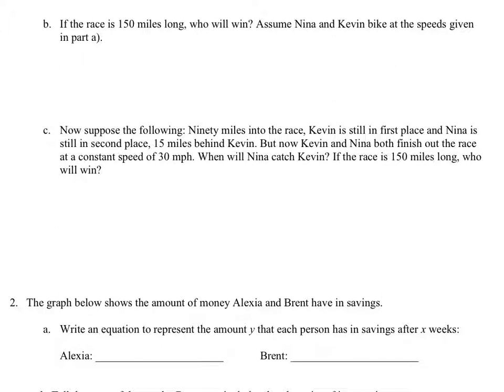It's because of the parallel lines. Now they're going at a constant rate, but now Kevin is always 15 miles ahead of Nina. What if the race was 150 miles long? Who would win then? Well, still Kevin, because now he's at a constant rate. But he wins by more this time.